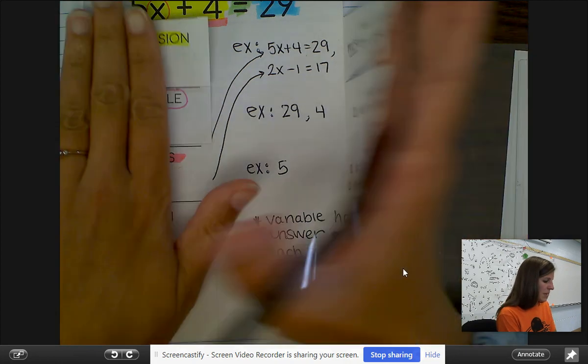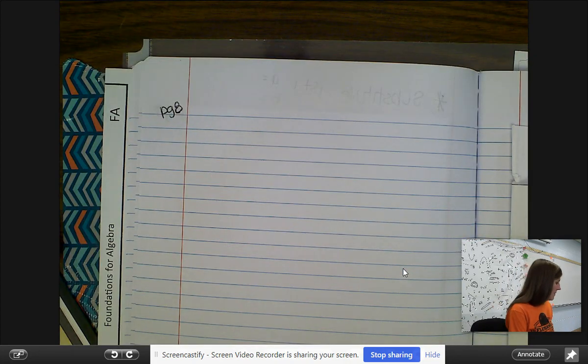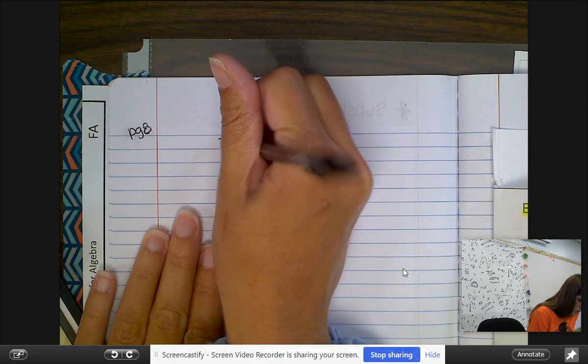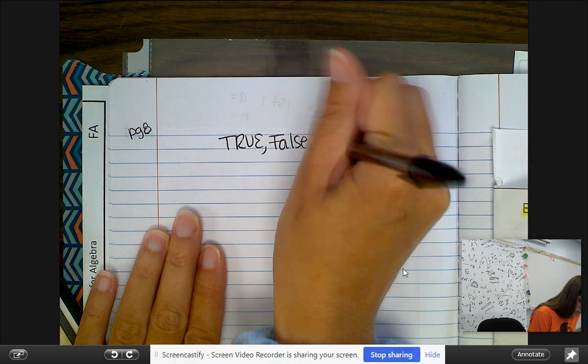Okay, so let's jump over to page 8 and we're going to try a few different types of examples. The first type of example I want to try is this true, false, or is it open sort of thing. So true, false, or open.